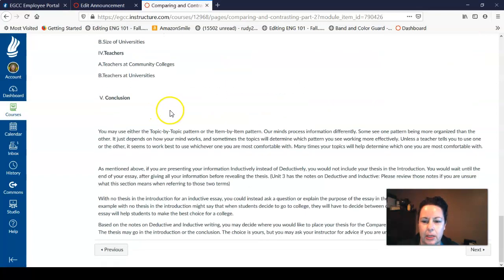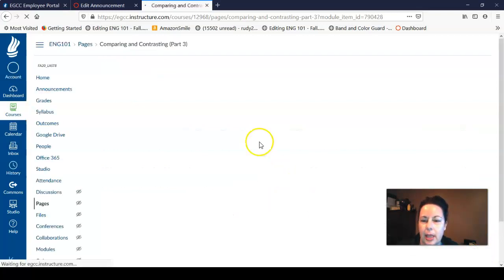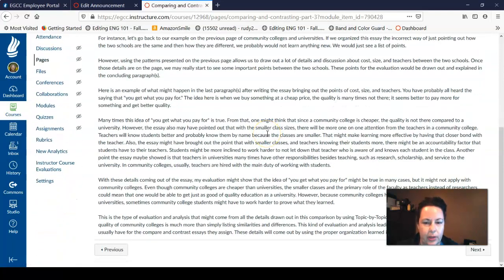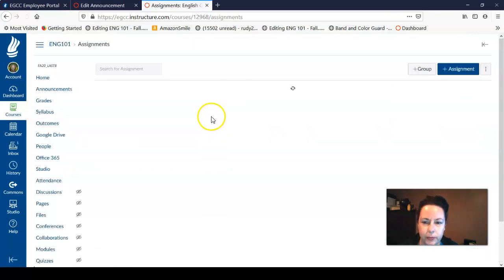There are different patterns as well, and this is one of the things I'm going to be looking at when I grade your essay, either topic by topic or item by item. You can do either way, so make sure that you understand that part. Let me look here at the next thing. This wraps up what you want to be doing when you're writing your comparison and contrast essay. I want to make sure and look at the assignment real quick with you.